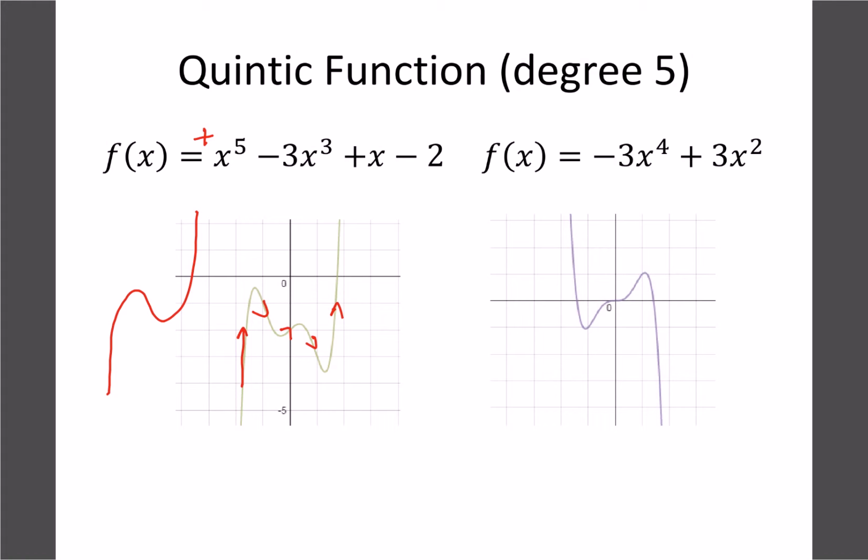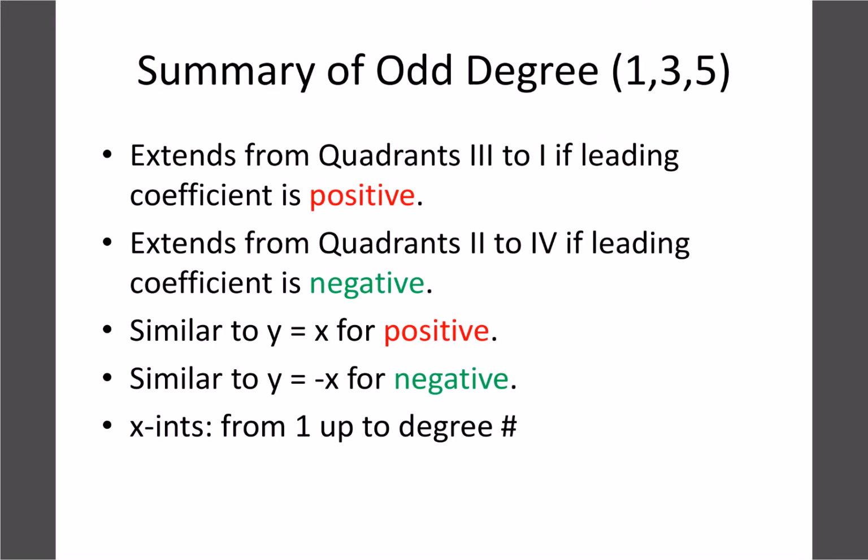If it's positive, we're going to go upwards to the right. If it's negative, you can see we're going downwards to the right. And the y-intercepts, all that stuff is still the same. What you want to do now is sort of compare ones that are similar. So when we draw a 1st degree polynomial, we basically have a straight line if it's positive. So that goes from quadrant 3 to 1, so we're starting in 3 and going up to 1.